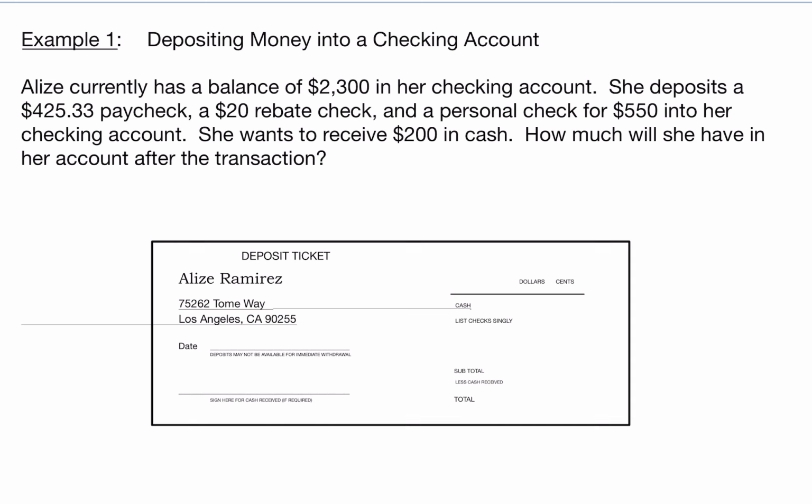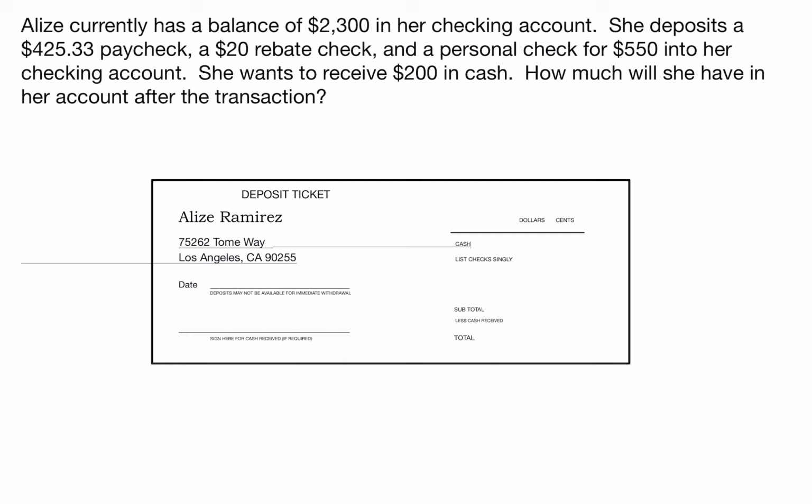So obviously she's not getting direct deposit. She also has a $20 rebate check and a personal check for $550 that she wants to deposit to her checking account. And she also wants to receive $200 in cash. And the question is, how much will she have in her account after the transaction? So when you go into the bank and conduct business and you want to deposit these three checks and also make a cash withdrawal, this is how you want to note this in the deposit slip.